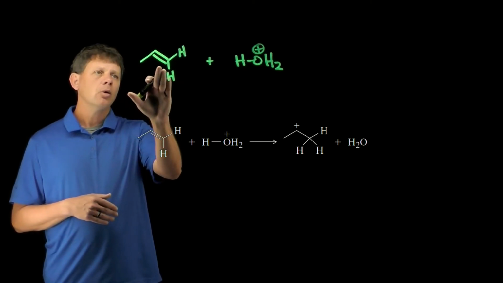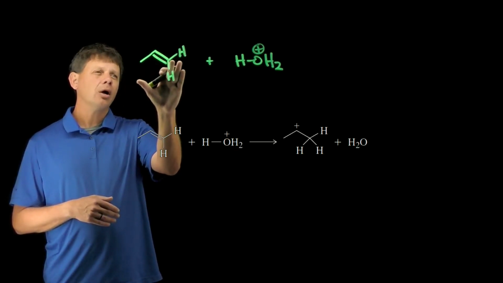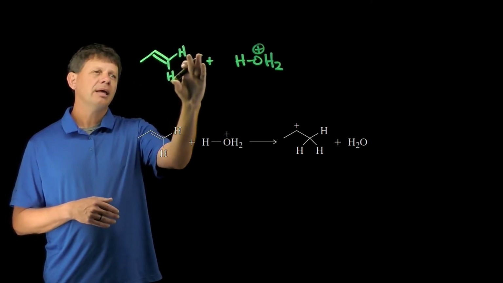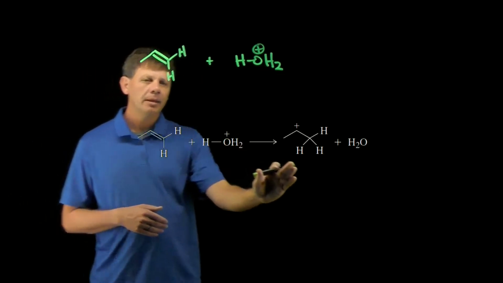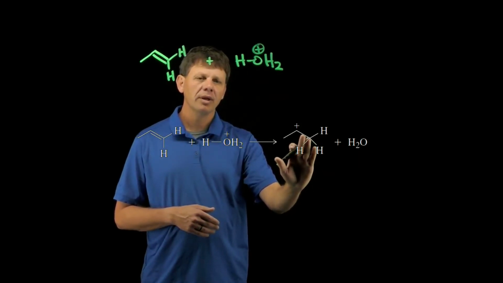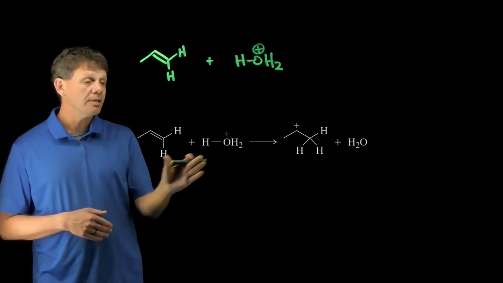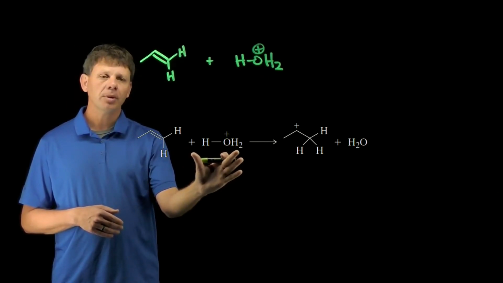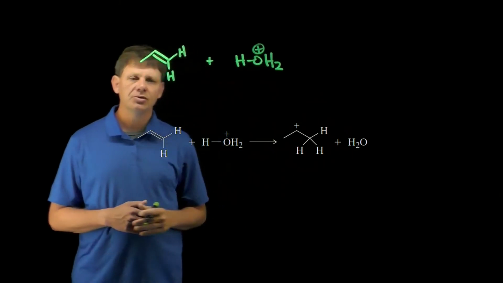By comparing what we start with, and I've redrawn it here, we have a carbon with a pi bond and two hydrogens attached to it. This carbon becomes carbon with three hydrogens attached in the product. Additionally, we have H3O plus that loses a proton to become H2O.